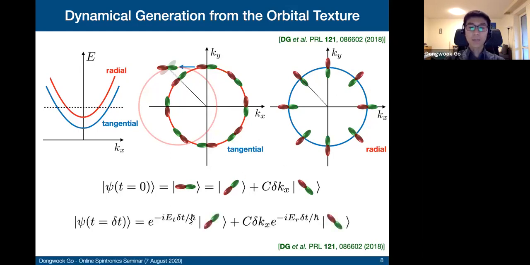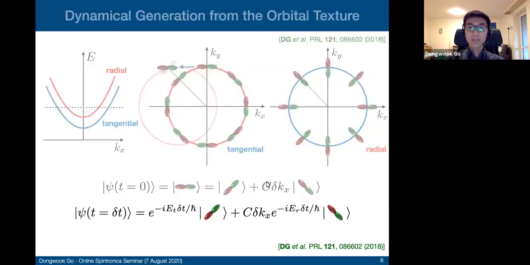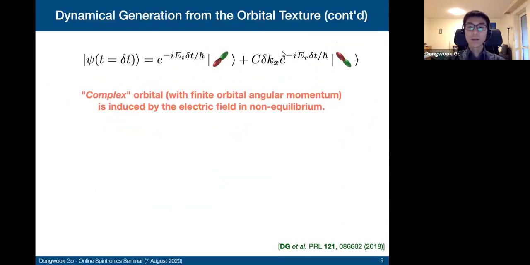Therefore, it will obtain the time dependence like this. As time goes on, because the tangential energy and the radial band are separated by an energy gap, the ratio will become a complex number at the end. It means that px plus ipy or px minus ipy states, like complex orbitals, will be induced in non-equilibrium. So this implies that finite orbital moments will be induced in the steady states.